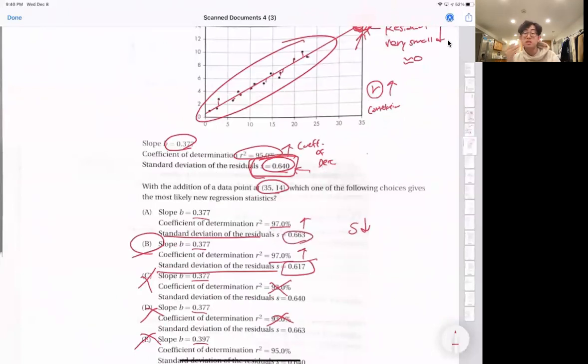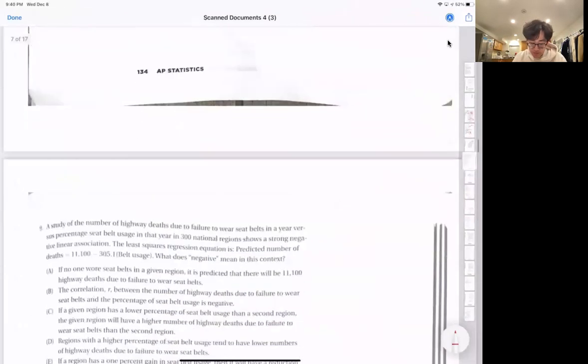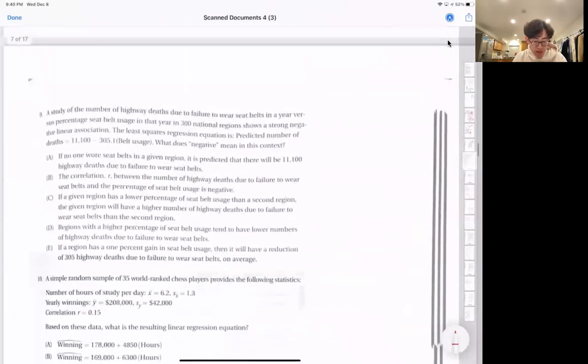It's not going to increase the standard deviation of the residuals. If this were to happen, you'd have to pick a point that actually gives you a bigger residual compared to all the rest of the data, so that your overall residuals increase, like the average goes up. Okay. All right, next question.